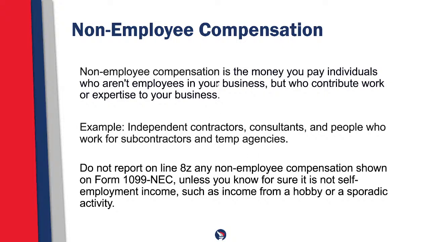Non-employee compensation is money you pay individuals who aren't employees in your business but who contribute work or expertise to your business. Examples: independent contractors, consultants, and people who work for subcontractors and some temp agencies. A lot of temp agencies are actually issuing W-2s, so this is less of a thing, but these other ones are very common. Do not report on line 8Z any non-employee compensation shown on a Form 1099-NEC unless you know for sure it is not self-employment income, such as income from a hobby or sporadic activity.